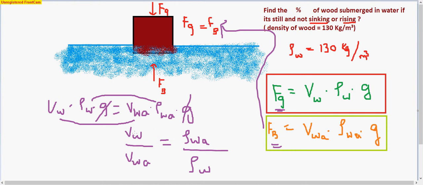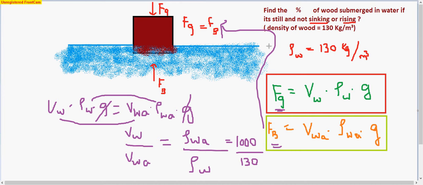Now what is Vw by Vwa? That is what we want, right? Which is equal to density of water by density of wood. Now what is the density of water? It is 1000 kilogram per meter cube, right? Now what is the density of wood? 130, right?